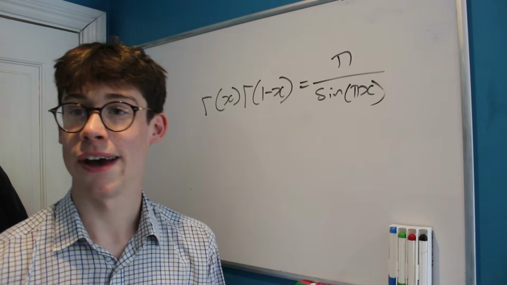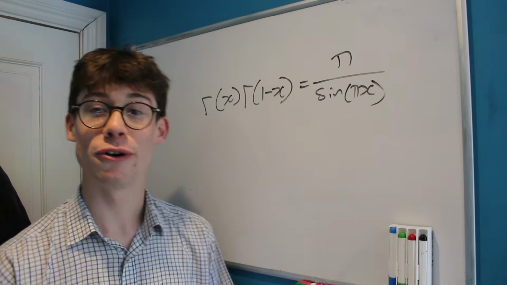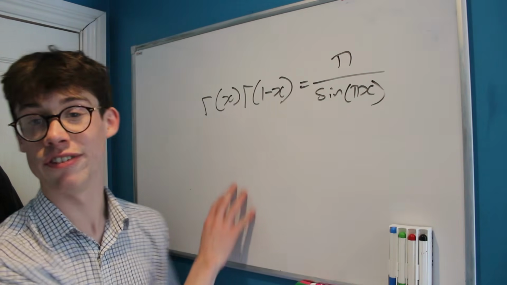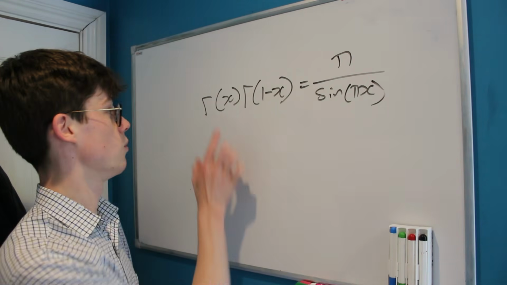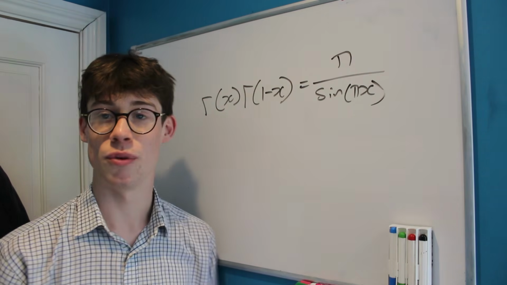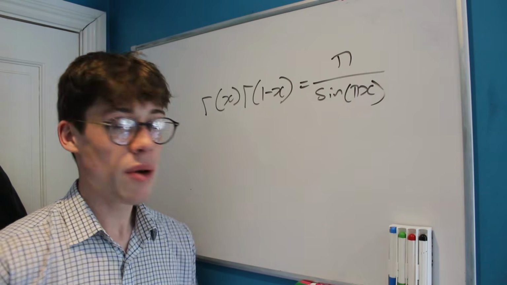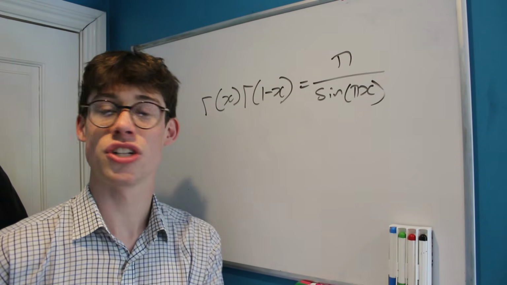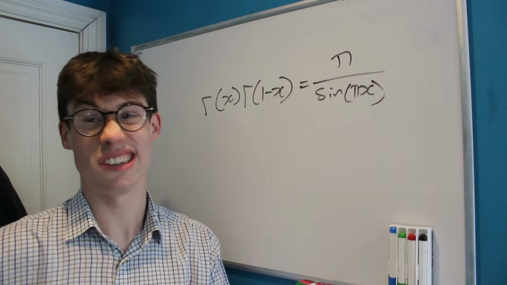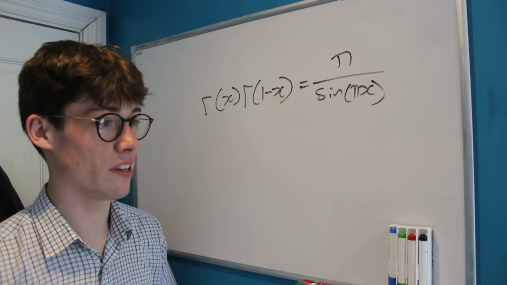Today we're going to be looking at a really interesting proof involving contour integration for Euler's reflection formula for the gamma function, which tells us that gamma of x times gamma of 1 minus x equals pi over sine pi x. Now you might be wondering how we could approach a question like this using integration, because there doesn't look to be any integration immediately present.